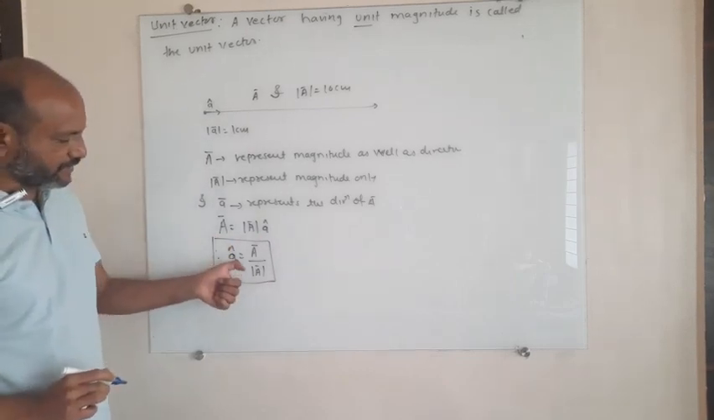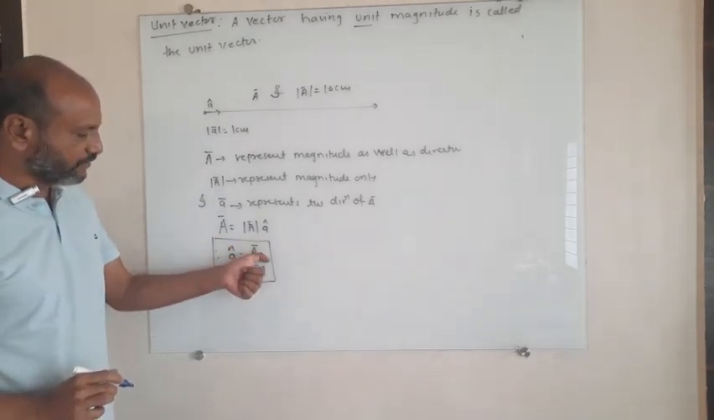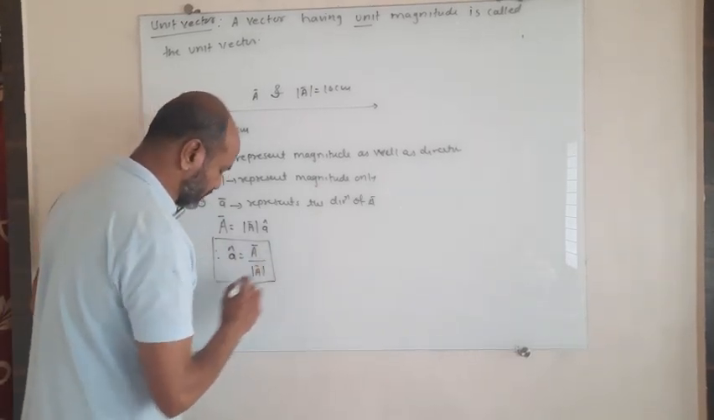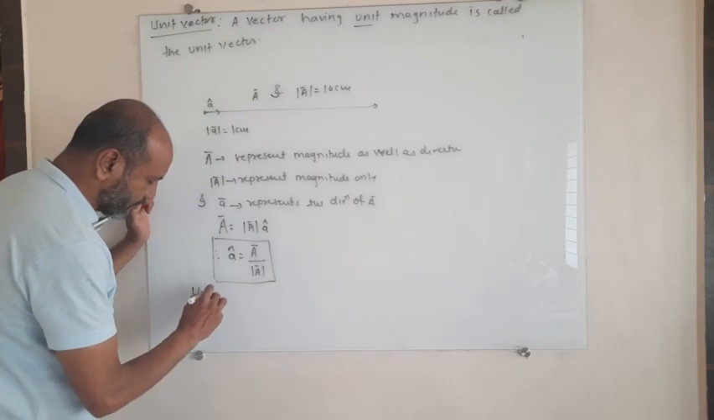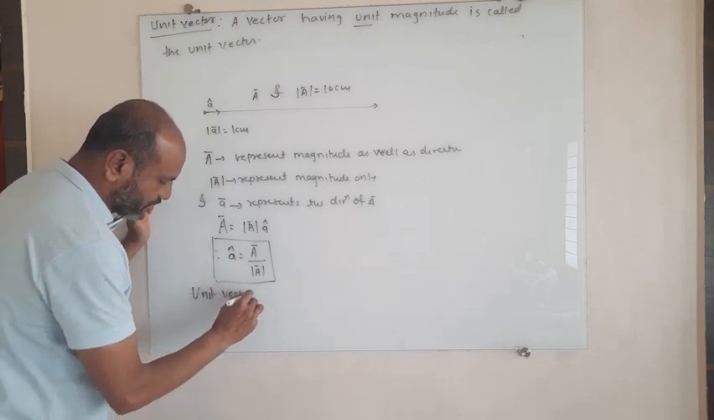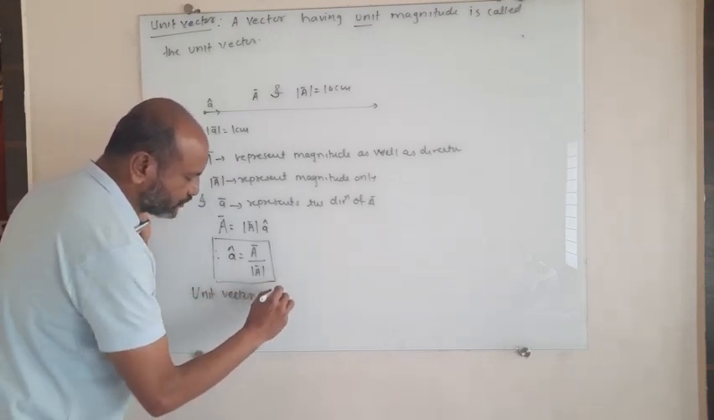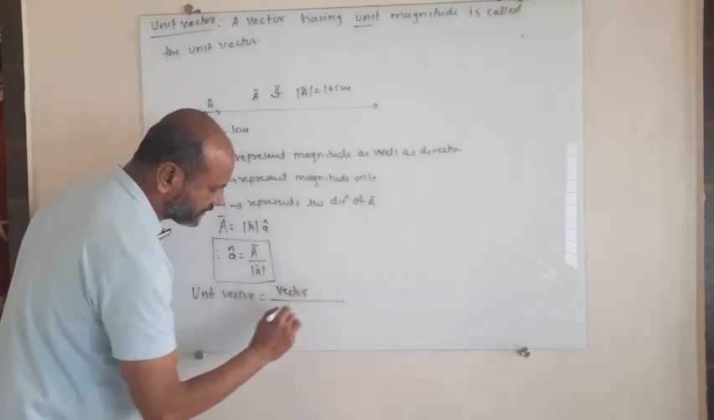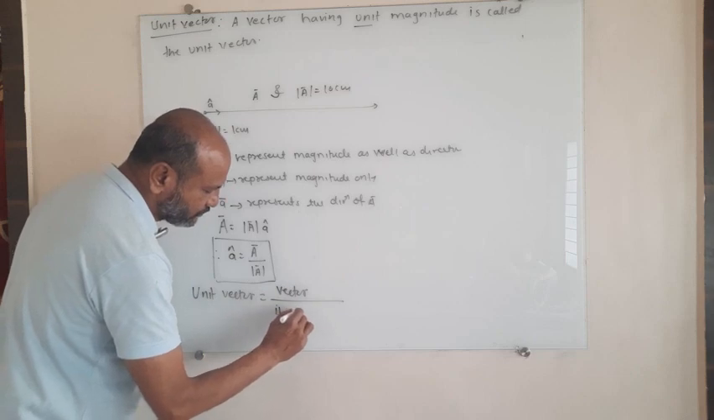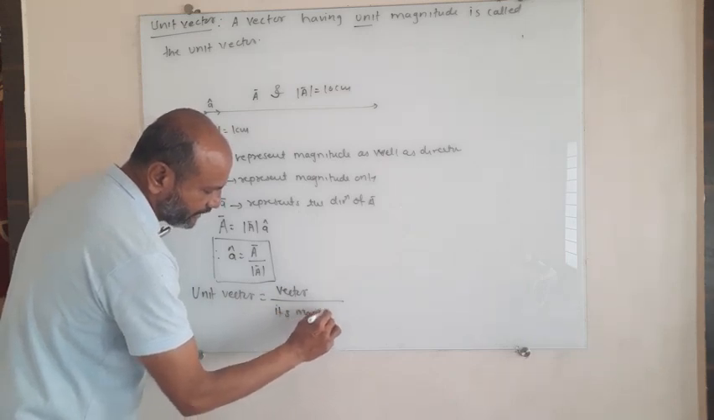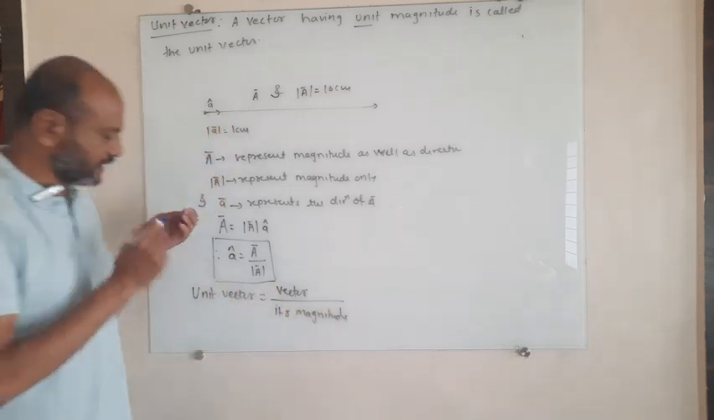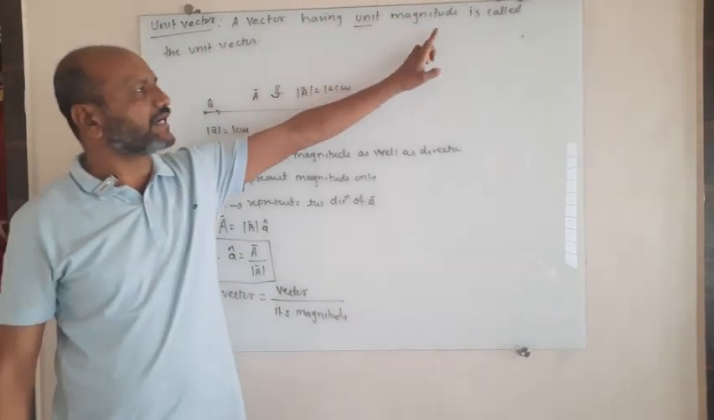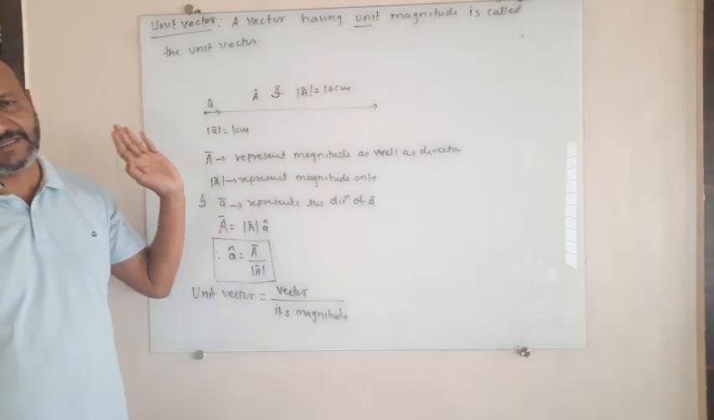We derive the unit vector formula like this: the unit vector is equal to the ratio of a vector to its magnitude. Once again I tell you the definition: a vector having unit magnitude is called a unit vector.